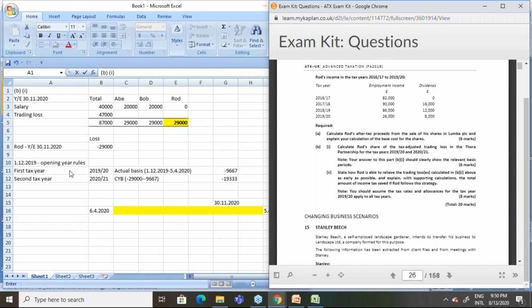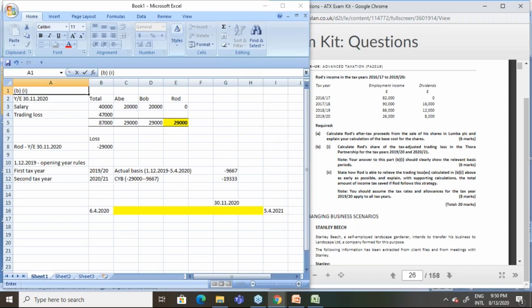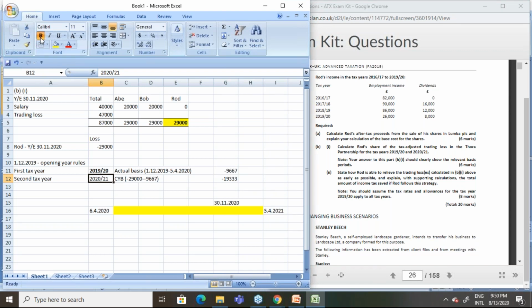But here they want us to find out the tax adjusted trading loss in the Torah partnership for the tax years 2019-20 and 2020-21. So they want us to calculate it separately for each tax year. Your answer to this part should clearly show the relevant basis period. So you have shown it clearly. The actual basis, the current year basis, and we have accordingly calculated the relevant trading losses for the first tax year and for the second tax year.